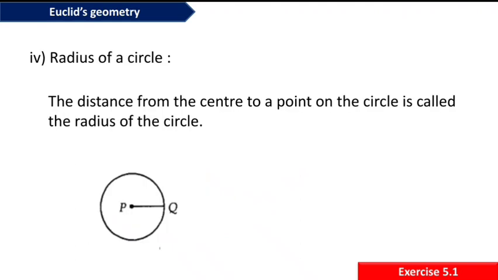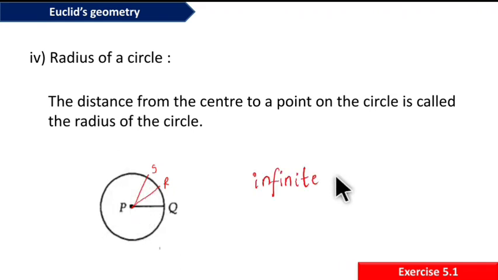Now let's see the next question. Radius of the circle. So what is the radius of the circle? The distance from the center to a point on the circle. From the center, if you draw a line to the circle, you get the radius of the circle. From the center, if you draw any line, we can call that a radius. Here PQ is also a radius, PR is also a radius, PS is also a radius. It is the distance from the center to a point on a circle.